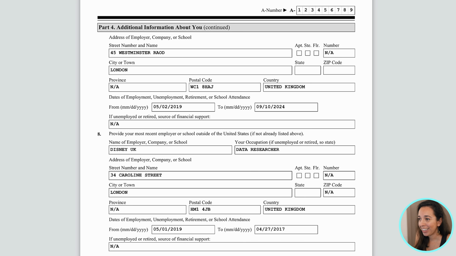Question 8 allows you to write your second most recent employer. So we filled that out with the company name, his occupation, the address of the employer, as well as the start and end date of my beneficiary's employment. If you do need more space, you can always use the last sheet of paper for additional information. Just remember to write down that it's page 9, part 4, and a continuation of item number 8.